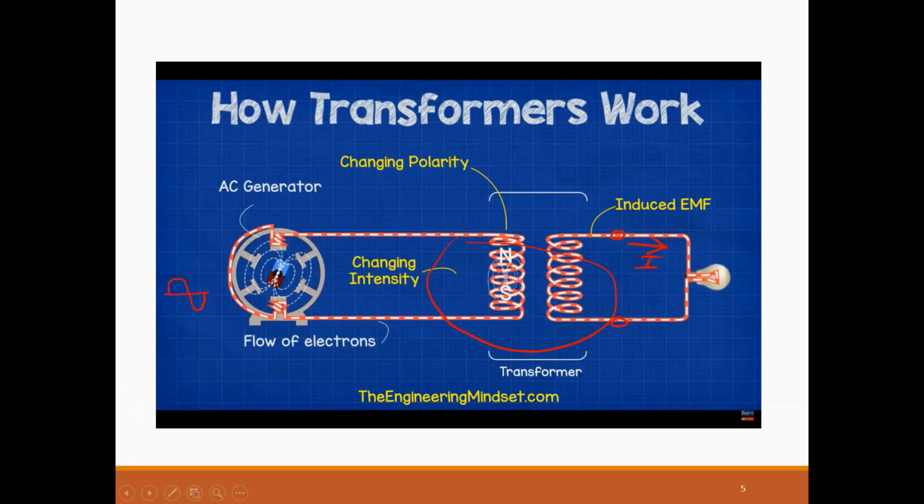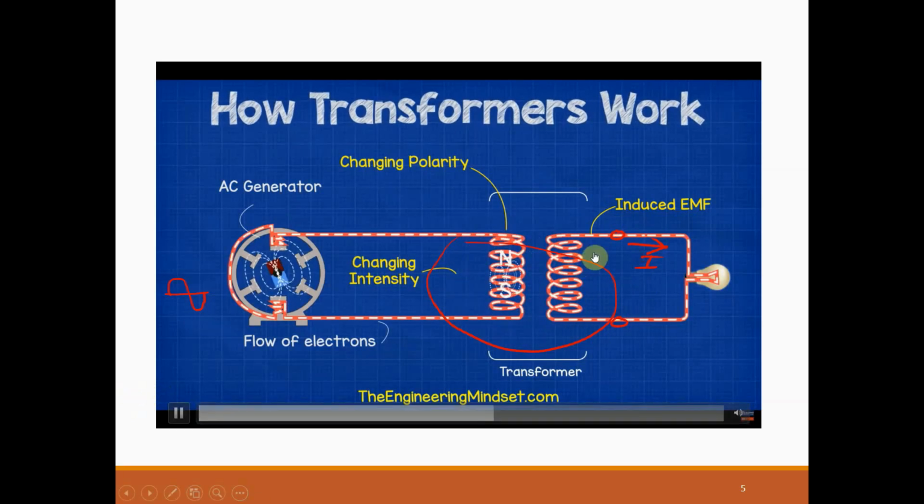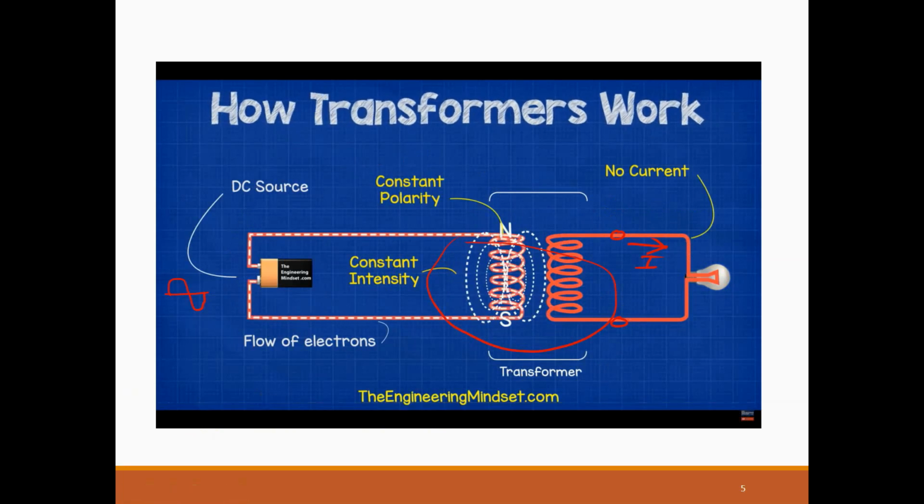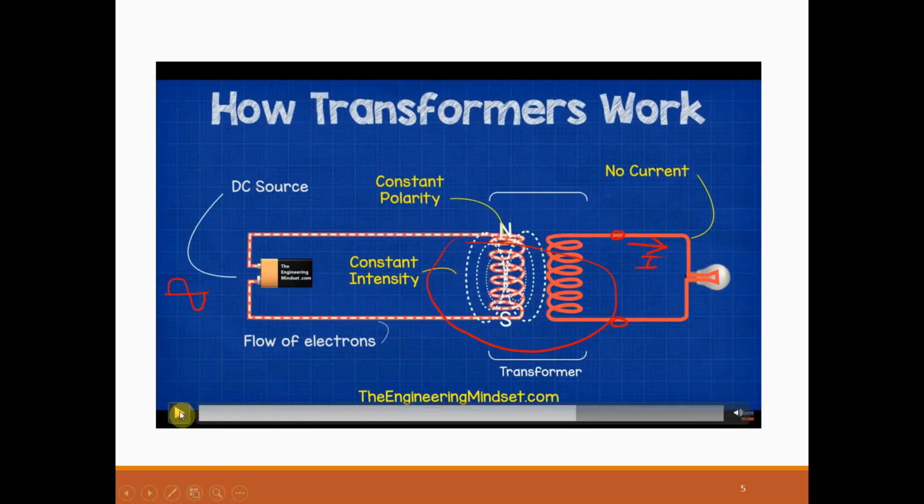Okay. What if the source is a battery? Is there any induced voltage here? Let's see. Okay, we have a battery here. As you can see, there is no induced voltage. Why? Because there will only be induced voltage if there is a varying magnetic flux. As in this case, it's a DC. The magnetic flux is not varying, right? This is constant. So there will be no induced voltage on this terminal.